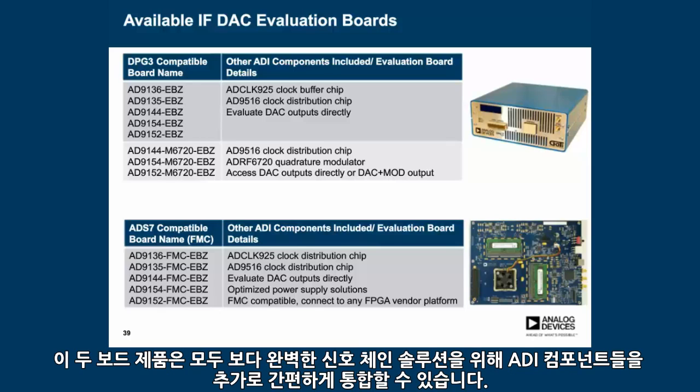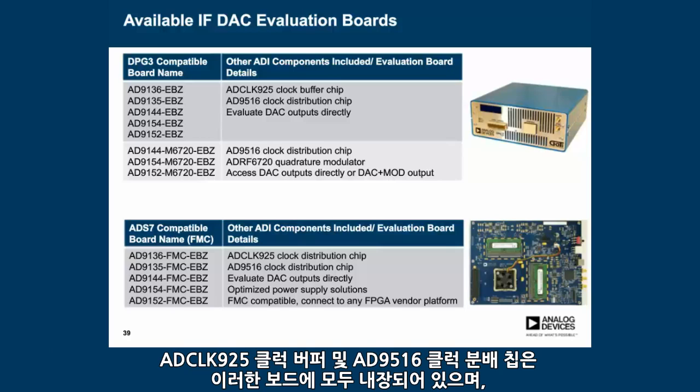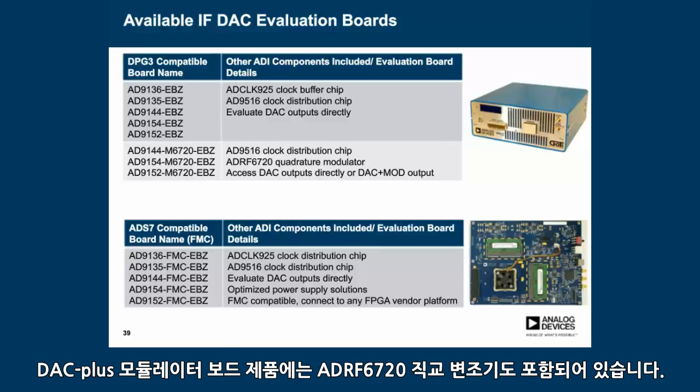Both of these board variants have additional ADI components that can be seamlessly incorporated for a more complete signal chain solution. The AD clock 925 clock buffer and 809516 clock distribution chip are on both of these boards, as well as the ADRF 6720 quadrature modulator, included on the DAC plus modulator board variant.